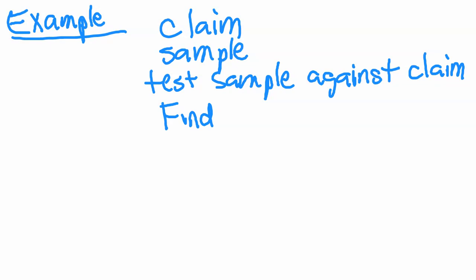Find the probability that that example would happen if the claim is true, or if we call it the null, is true. Do we keep the null or do we not keep the null? That's basically what we're doing here. Okay, so here's my example.